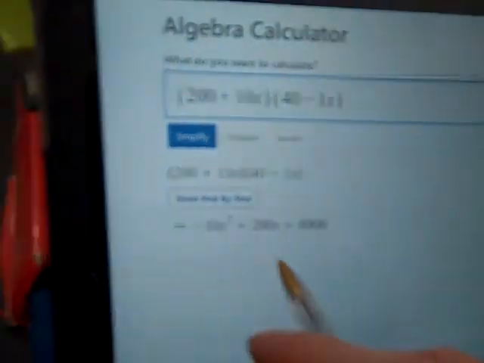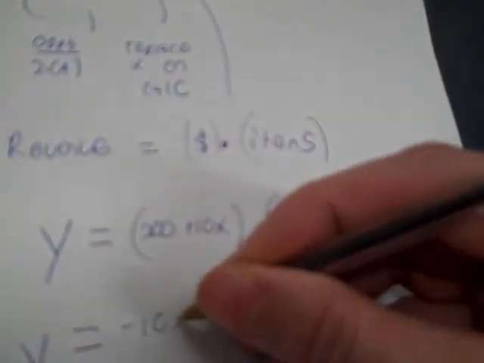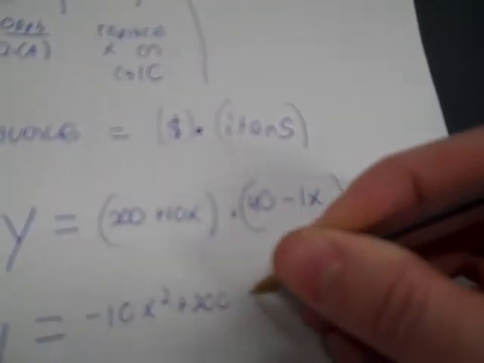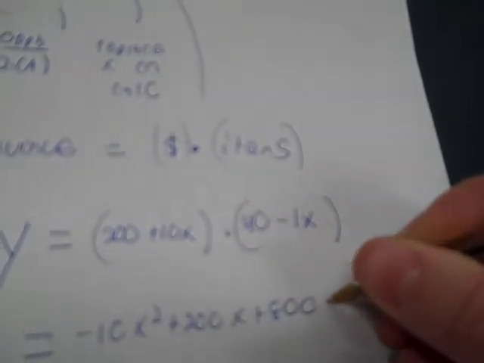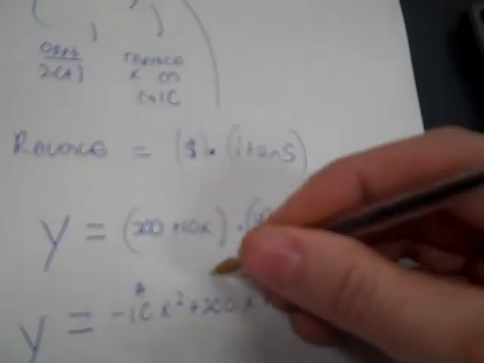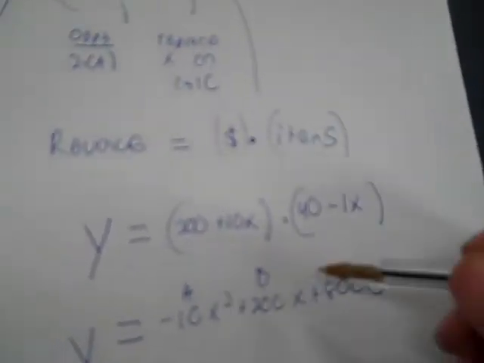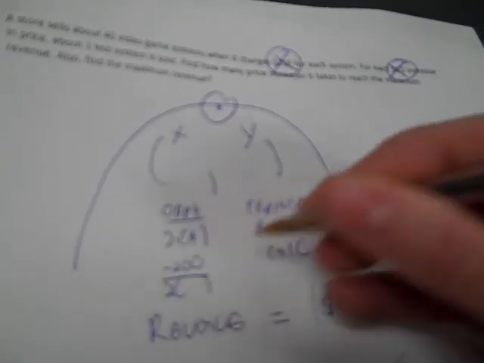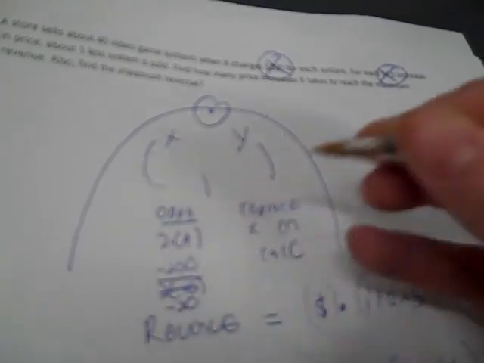So y equals negative 10x to the second plus 200x plus 8,000. You can use that on the test too because you get a computer anyway. So that's A and that's B. So the opposite of my B would be negative 200, and then I have 2 times A, which is negative 10, and that's negative 20. Now divide that, and that's 10.